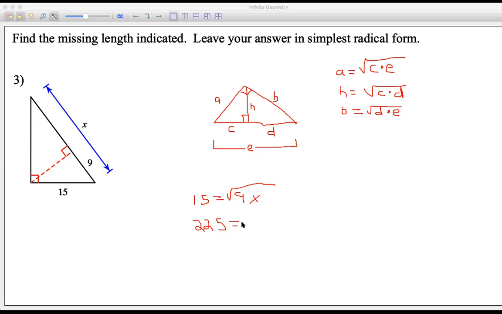225 is equal to 9x. Therefore, x is equal to, what is it? Can't be. Is it? Oh yeah, because 8 would be 200, right? So 9 would be 25. All right, so x is equal to 25.